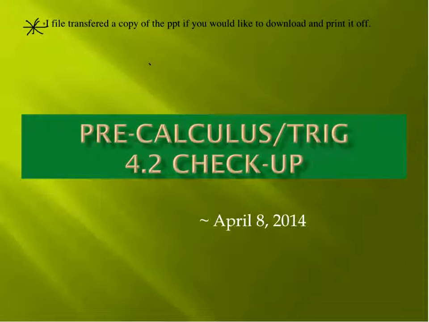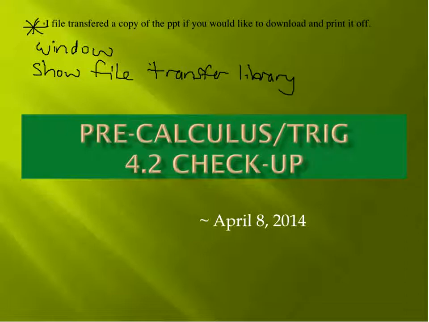So if you didn't save it when it first came through, the way that you can get to a copy of it is by going to Window and then Show File Transfer Library. And in there, if you click on the name of the file, then it will allow you to save it by clicking on the old school floppy disk symbol.